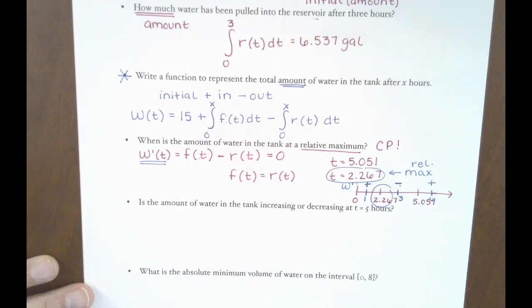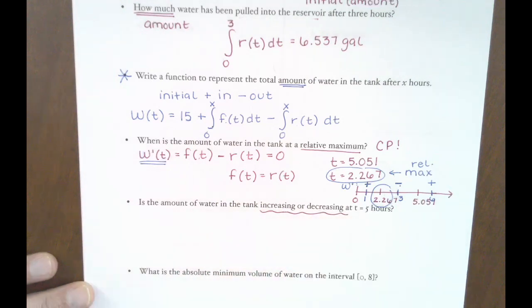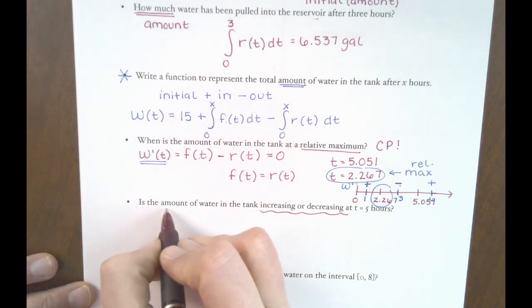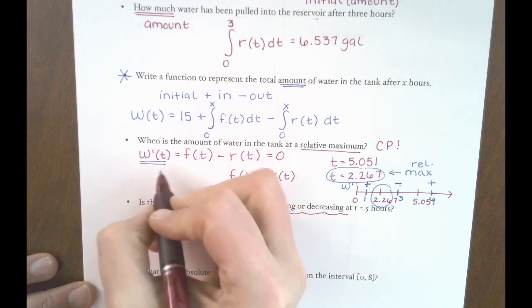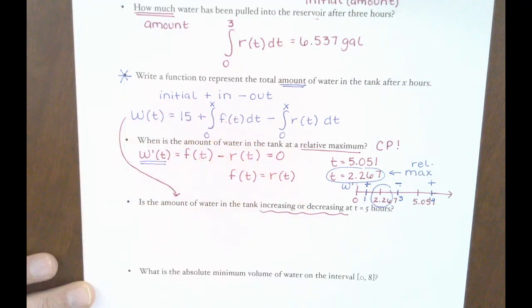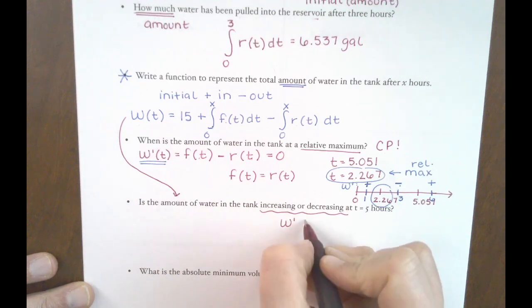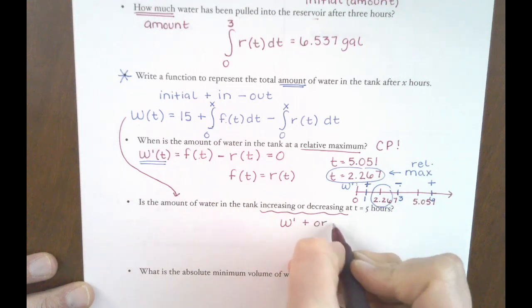Okay, that actually makes this next question way easier. Is the amount of water in the tank increasing or decreasing? Do we remember this question? The amount of water in the tank, that's my W function, this W of t. But if I want to know if it's increasing or decreasing, I want to know, is W prime positive or negative?